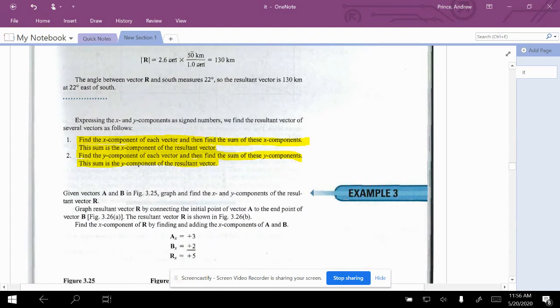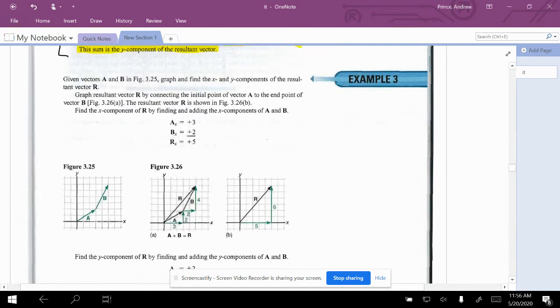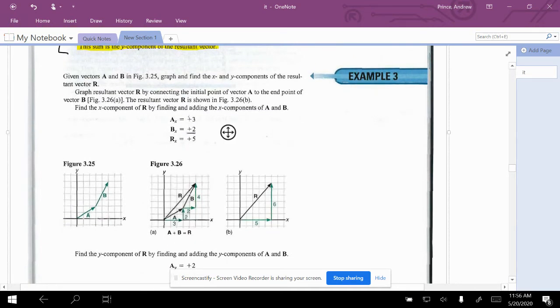So expressing the x and y components as signed numbers, we find the resultant vector of several vectors as follows. So these are some steps you're going to want to read here, and I highlighted those just so you guys can take some time to go through them. But they're just talking about how to break down the vector into individual x and y coordinates, and then based on what those numbers are, you're going to get a sign. So if you're going in the negative or positive direction, you're going to get positive or negative units for each of these.